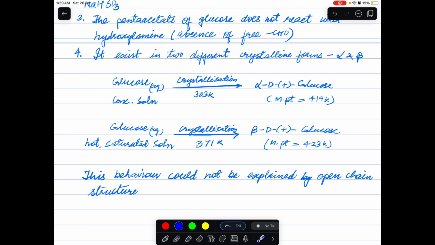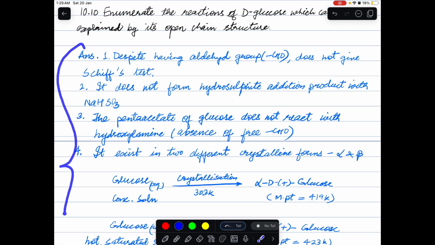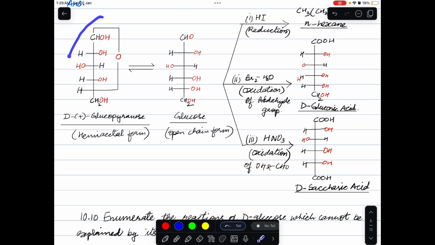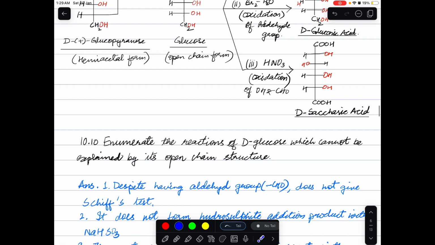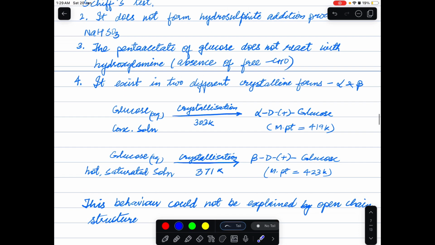So why are we getting two forms, alpha and beta? It is not explainable with the help of the straight chain structure. Therefore, we have to give some alternative structure in addition to the open chain structure, as these reactions are not possible with the open chain structure, and therefore we give the ring structure also to glucose as we showed here. This ring structure is always in equilibrium with the open chain structure, that is, both structures exist in glucose. So this is all about the last question.